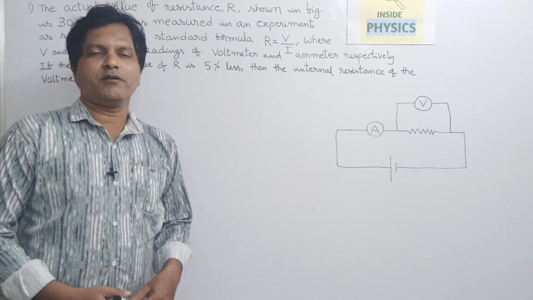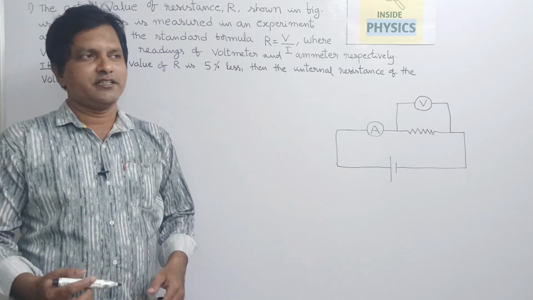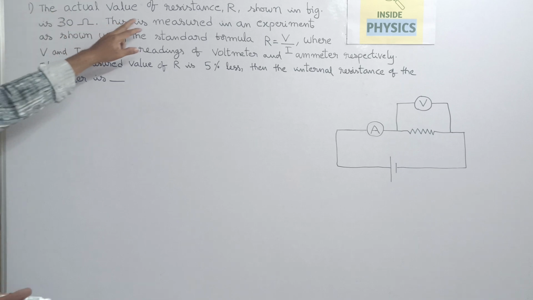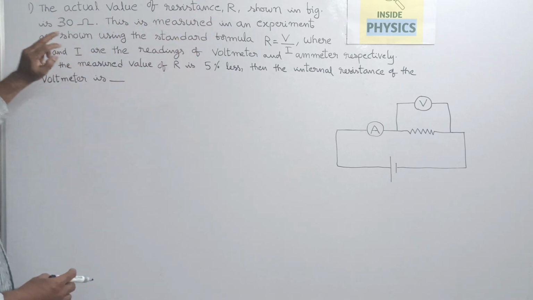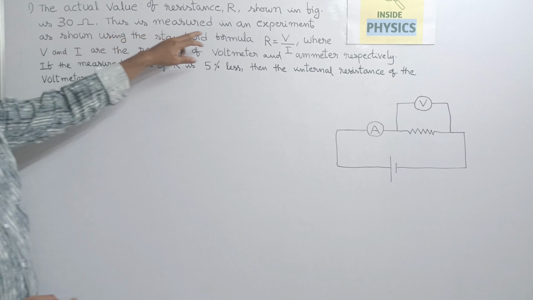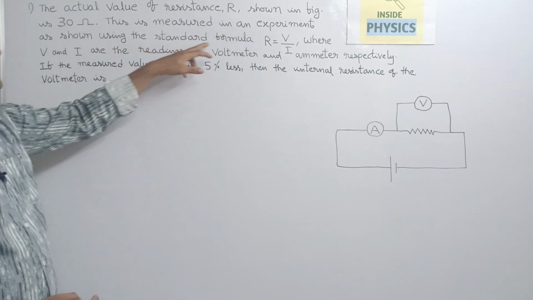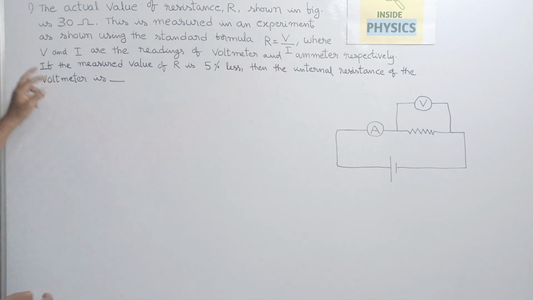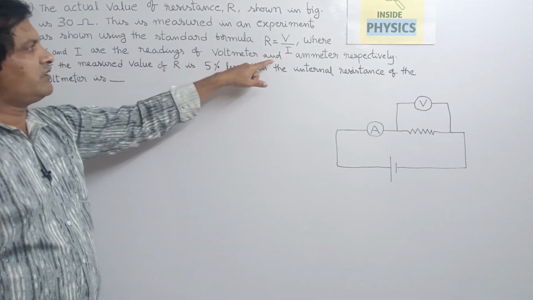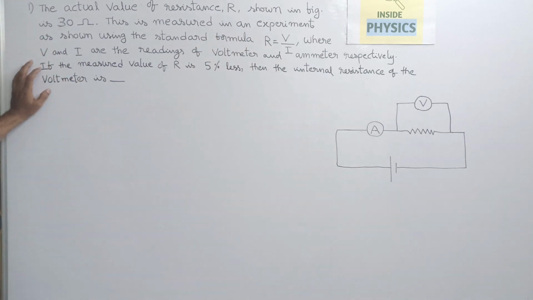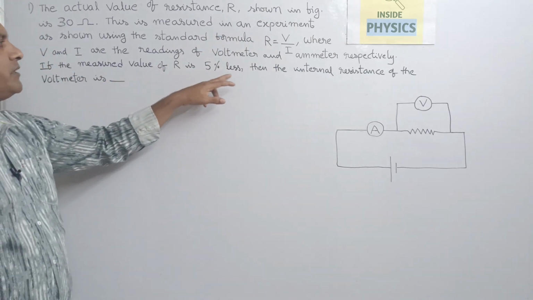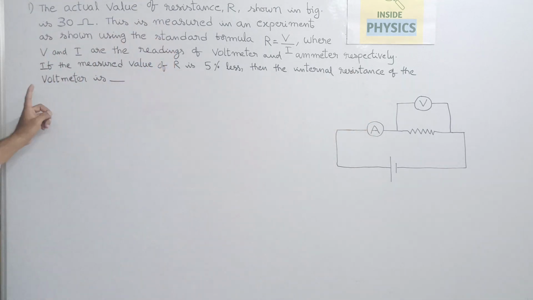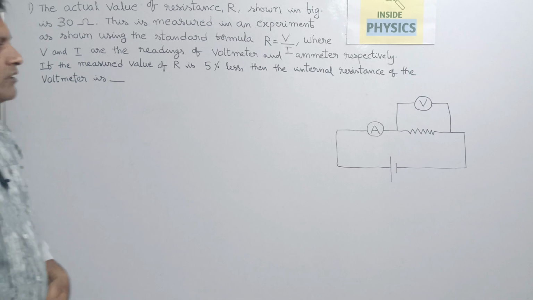Today we will do some more problems on JEE Mains in the current electricity topic. Here is the one. The actual value of resistance R shown in the figure is 30 ohms. This is measured in an experiment as shown, using the standard formula R is equal to V by I. This is from Ohm's law, where V and I are the readings of the voltmeter and ammeter respectively. If the measured value of R is 5% less than this actual value, then the internal resistance of the voltmeter is. See here, you understand the problem.